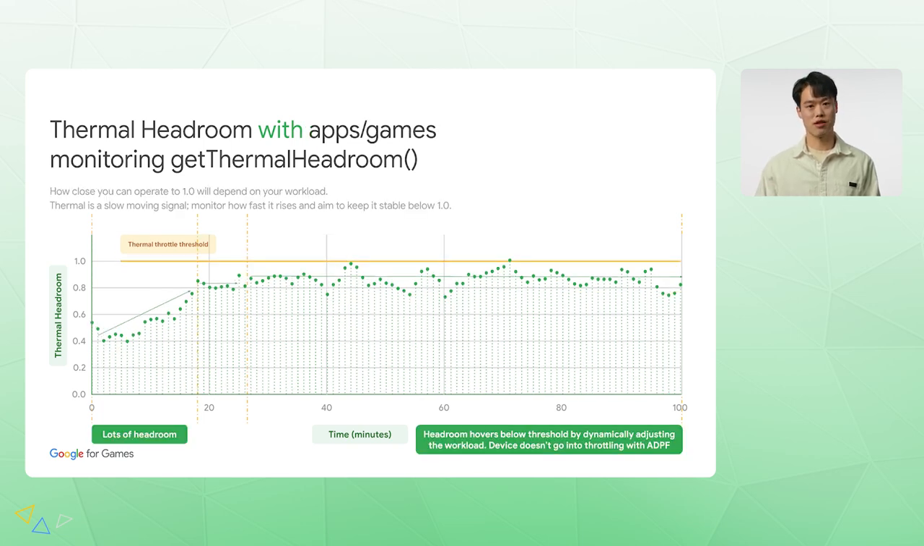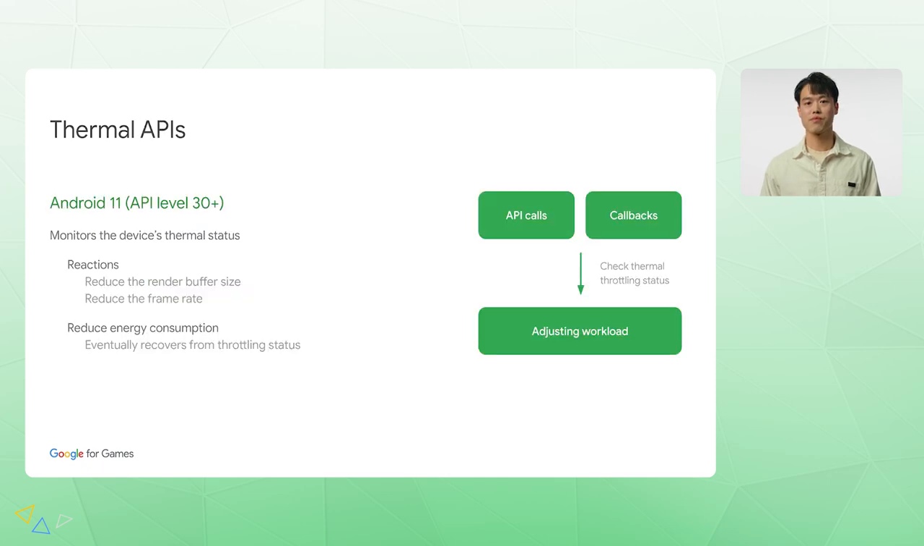But if games monitor the thermal headroom, especially monitor how fast thermal headroom is moving, the workload can be adjusted dynamically by the games and hence avoid being severely throttled, maintaining a sustainable user experience. Typically, you as developers will want to monitor the throttling status with the callback and the headroom API and adjust the rendering resolution and/or reduce the frame rate in order to recover from or avoid thermal throttling.